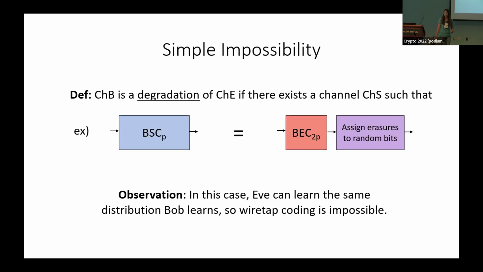As an example, suppose that Bob's channel is a binary symmetric channel, which flips each bit with probability P, and Eve's channel is a binary erasure channel, which erases each bit with some probability 2P, so twice Bob's flip probability. In this case, Eve can simulate Bob's channel because with roughly 2P erasures, she can just assign each erasure a random bit. Roughly half of those will be correct, so she'll end up with a string with about P bit flips, and that's exactly what Bob's channel does. So this is a simple example where Bob's channel is a degradation of Eve's channel, and in this case, wiretap coding schemes are impossible.